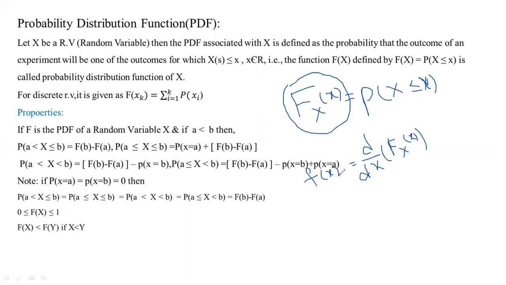So here there are some properties. How to get the probabilities, like the probability of a less than x less than or equal to b. So what is the formula? These are the basic principles.